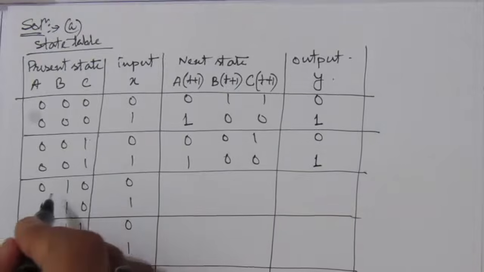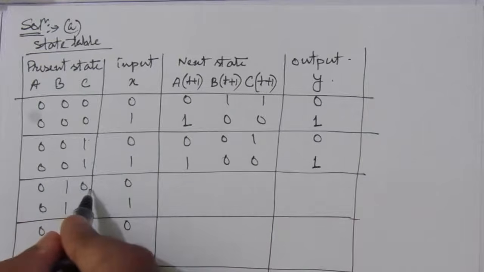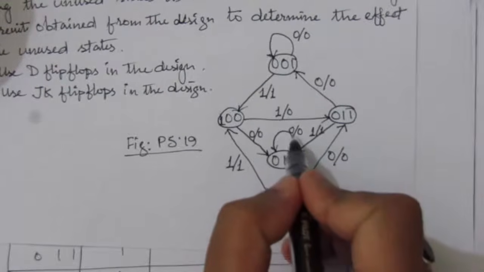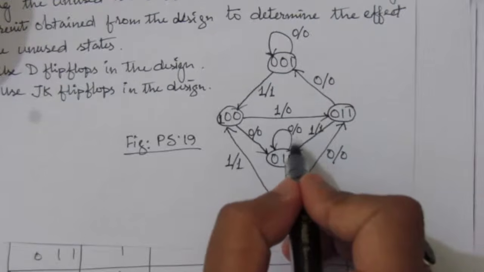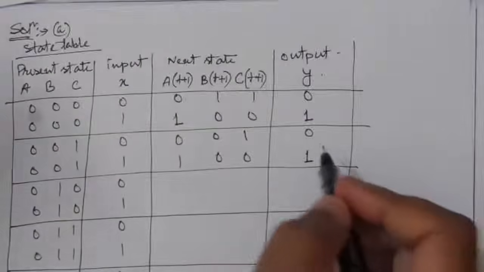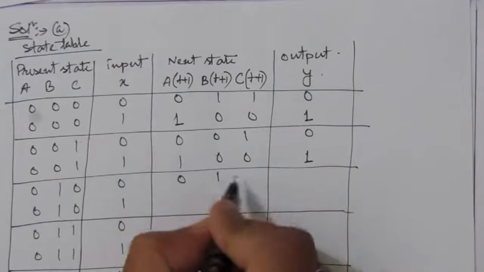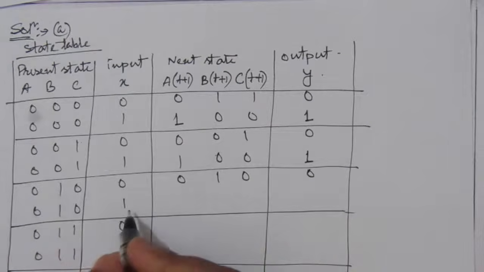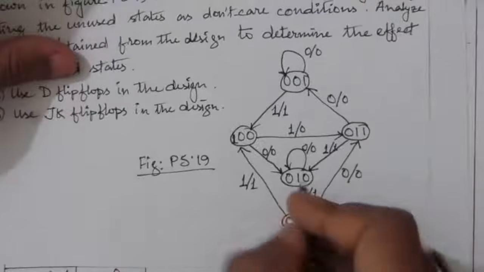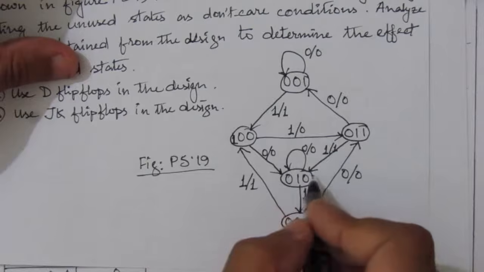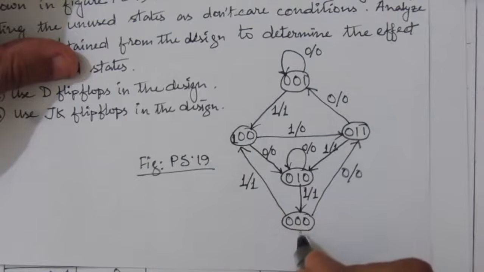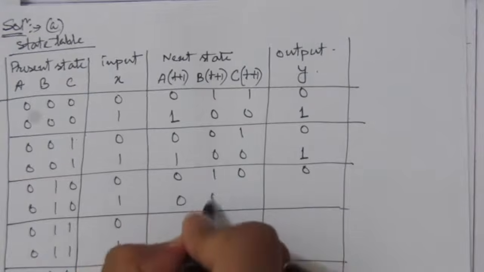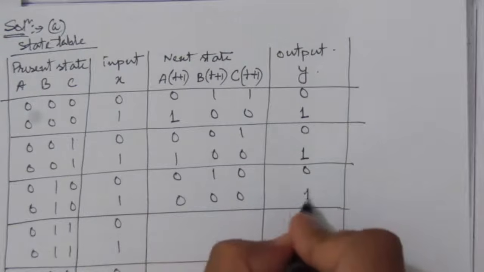Next we have the present state 0 1 0 and the input is 0. So this one is 0 1 0. When input is 0, the output will be 0 and it remains in the same state. So we have to write here 0 1 0 and the output is 0. Next we have when input is 1. From 0 1 0, input is 1. So it will go to 0 0 0 state and the output is 1. So we'll have here 0 0 0 as next state and the output is 1.